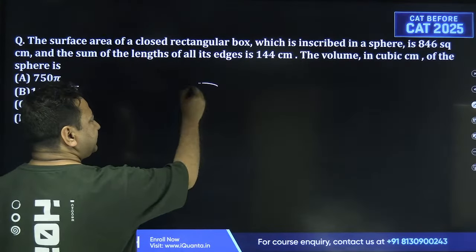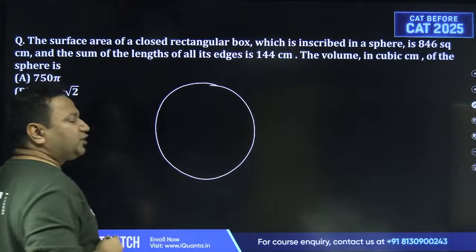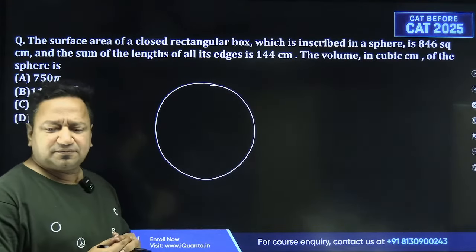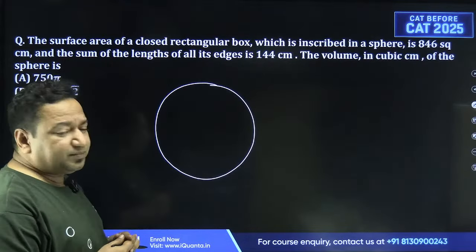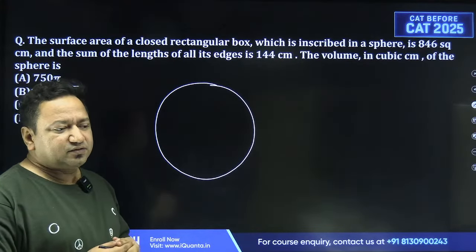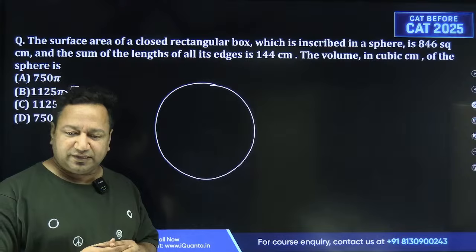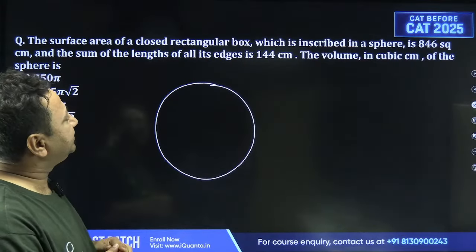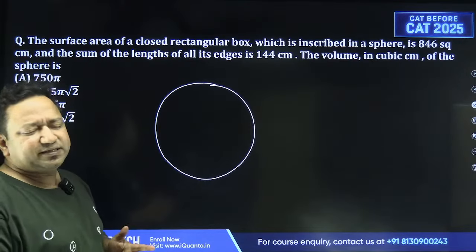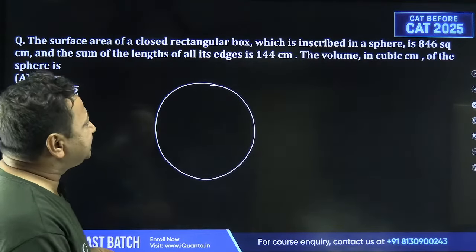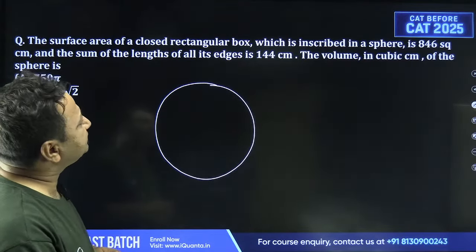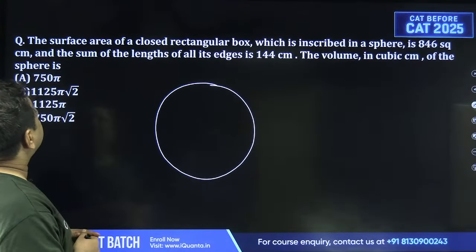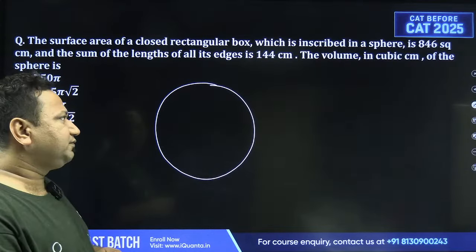Okay, so we have a sphere. Now, you know what? We humans cannot draw three-dimensional figures. It is impossible for us to draw. Our paper, our board, everything is two-dimensional. So what we do, we just try to draw the cross-section of it. So the cross-section of a sphere is basically a circle, and a rectangular box, they mean to say cuboid, its cross-section is a rectangle. So it is inscribed in a sphere, and its surface area is 846, and the sum of the lengths of all its edges is 144 centimeter.